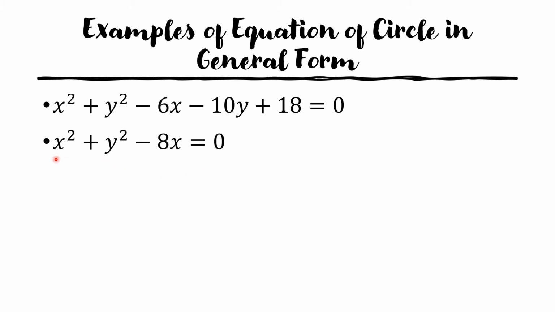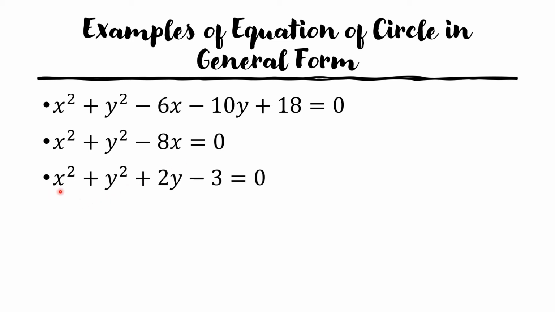Next example, we have x squared plus y squared minus 8x is equal to 0. So, ito, equation pa rin ng circle. Yung coefficient ng x squared and y squared natin is equal to 1. At ang value ng c natin is negative 8. Wala tayong y na kasama. So, it means ang d natin is 0 and yung e natin is also 0.